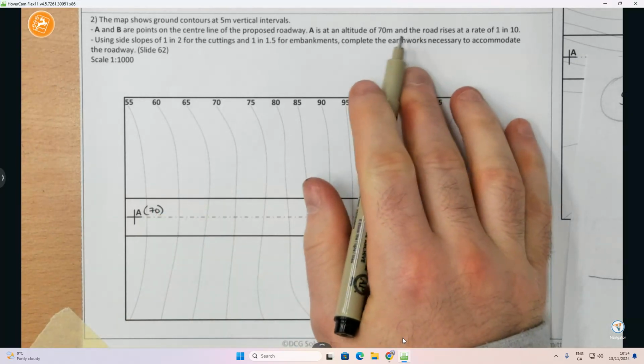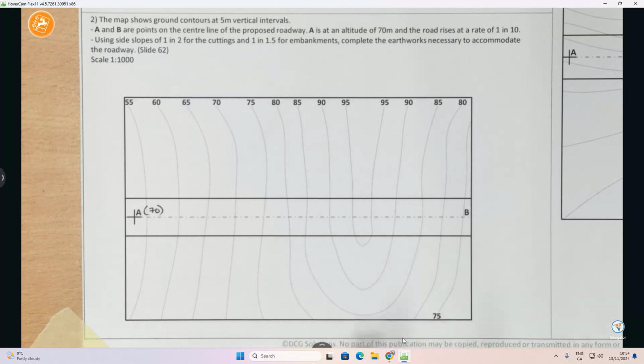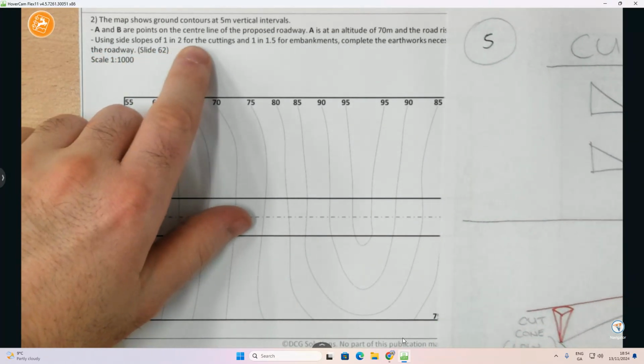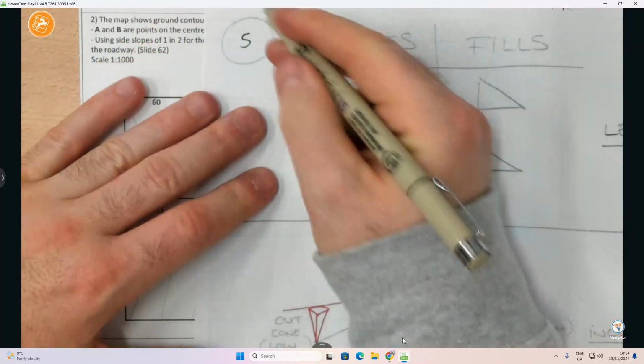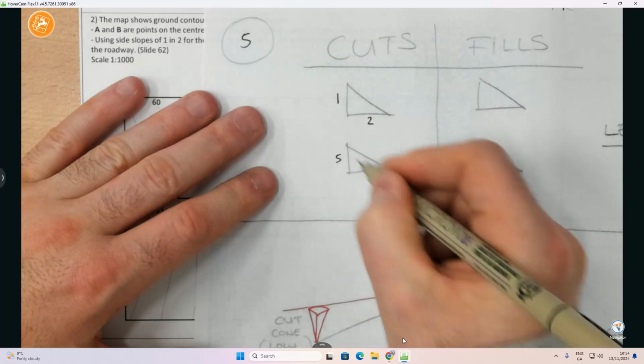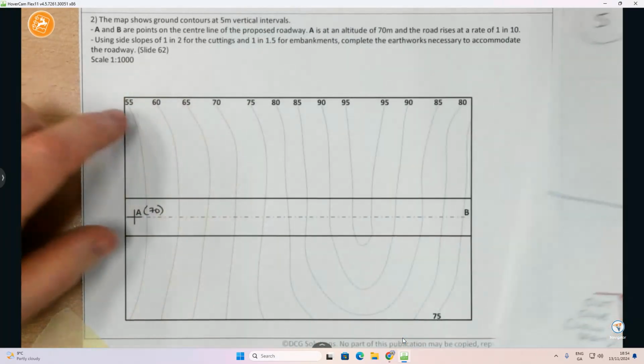Okay, and the road rises at a rate of 1 in 10, so they don't tell us exactly what height B is at, so we're going to have to make that up. Okay, using side slopes of 1 and 2 for cuts, so our cut ratio is 1:2. So if we take the 5 and we multiply that into that, well, 5 times 1 is 5, 5 times 2 is 10. So anytime we're doing a cut, we're going to use a 10 millimetre increment.